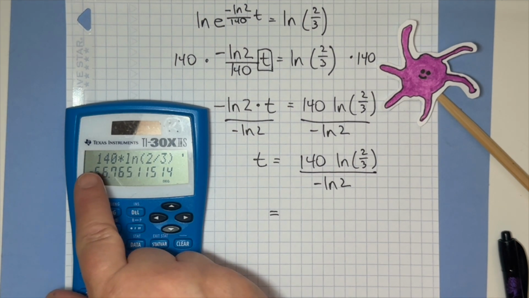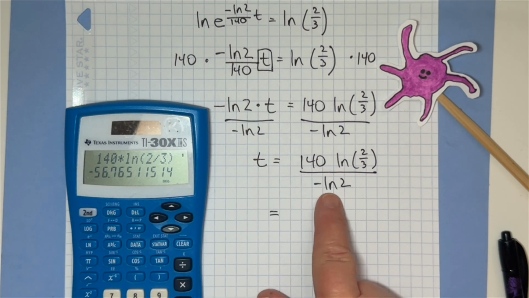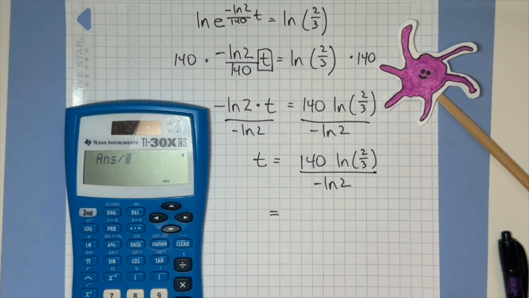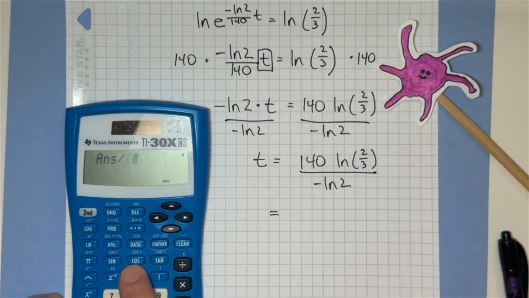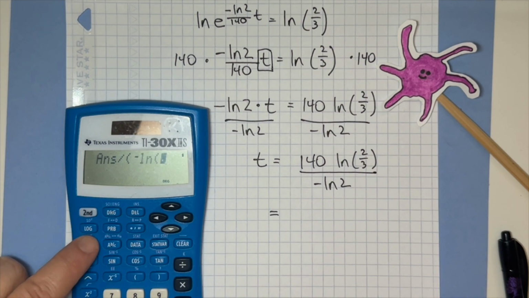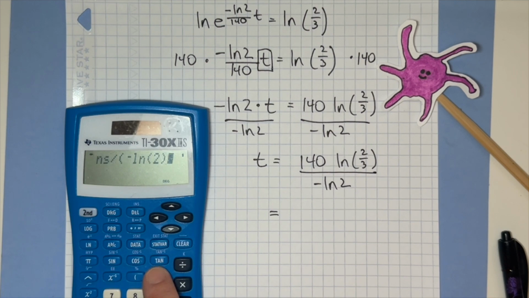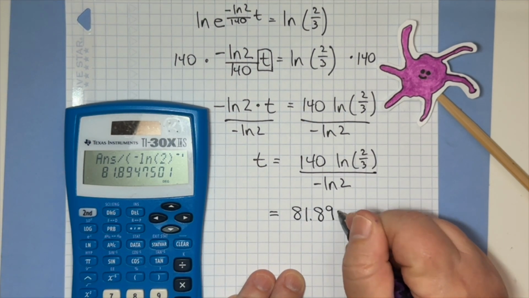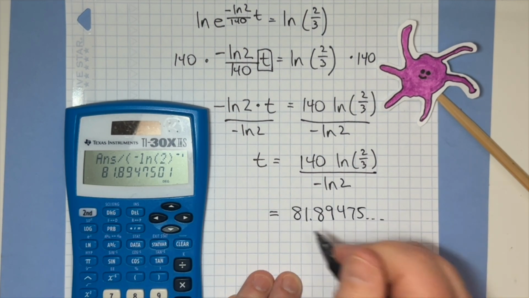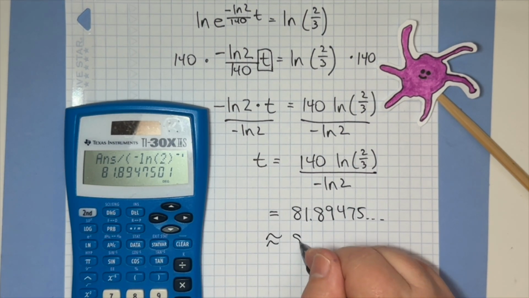Now you can see that I've got that negative, so we don't have to worry about the negative because I'm going to divide out. I don't trust this calculator, so I'm going to divide by, and I'm going to put parentheses in, the opposite of natural log of 2. Close parentheses for natural log, close parentheses for the outside, and I hit enter, and I get 81.89475 and some other stuff. So it'll take about 82.